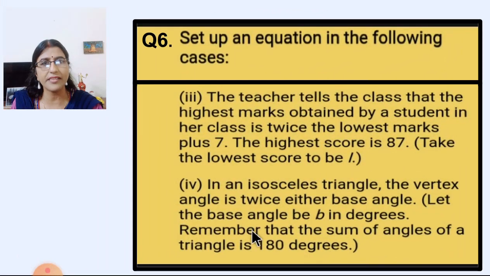Now next is also of the same type. Question number 6. Set up an equation in the following cases. The first one I am reading. The teacher tells the class that the highest marks obtained by a student in her class is twice the lowest mark plus 7. The highest mark is also given, 87. Now they have given a clue: take the lowest score to be L. So we are going to assign L as a variable. Now let us see how to do it.